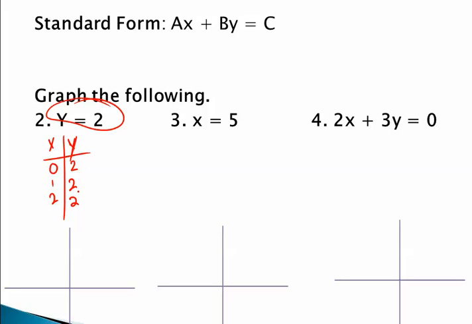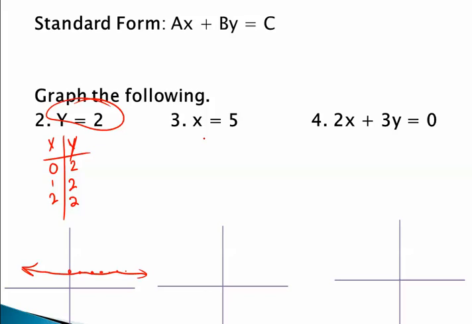So when I go and plot each of these, 0, 2, 1, 2, 2, 2, and if I kept going, it would always be 2. My height would always be 2, y equals 2. Therefore, it will be a horizontal line going through the y-axis at positive 2.